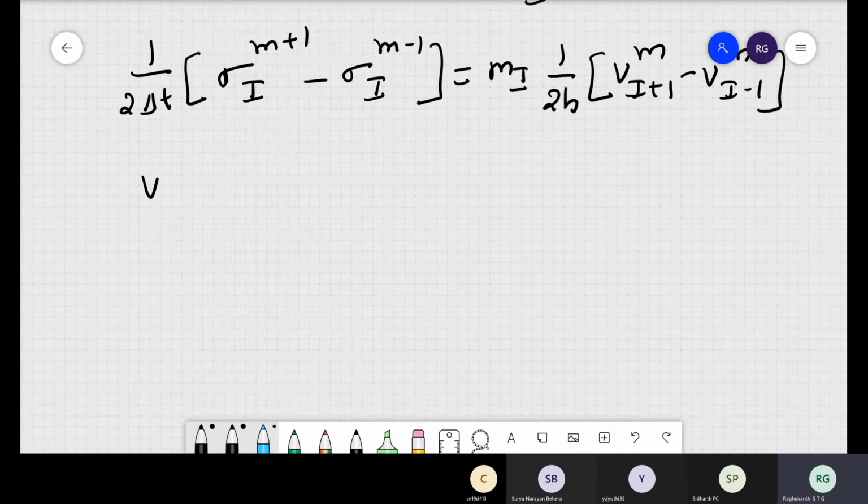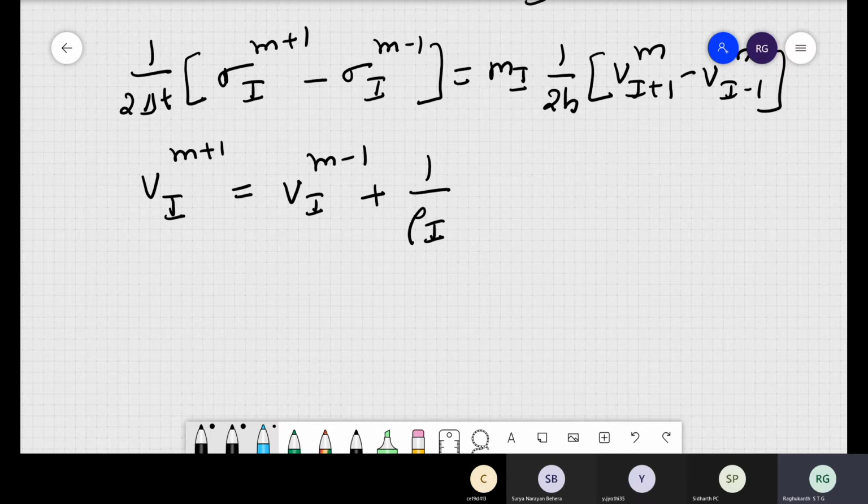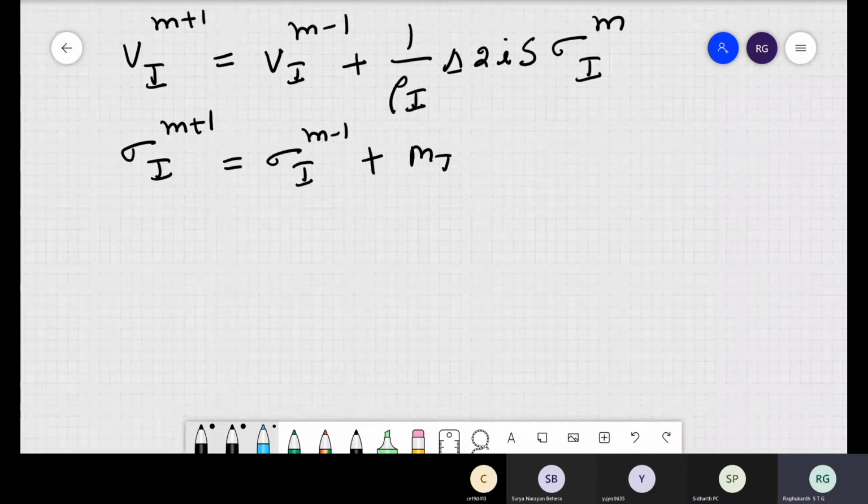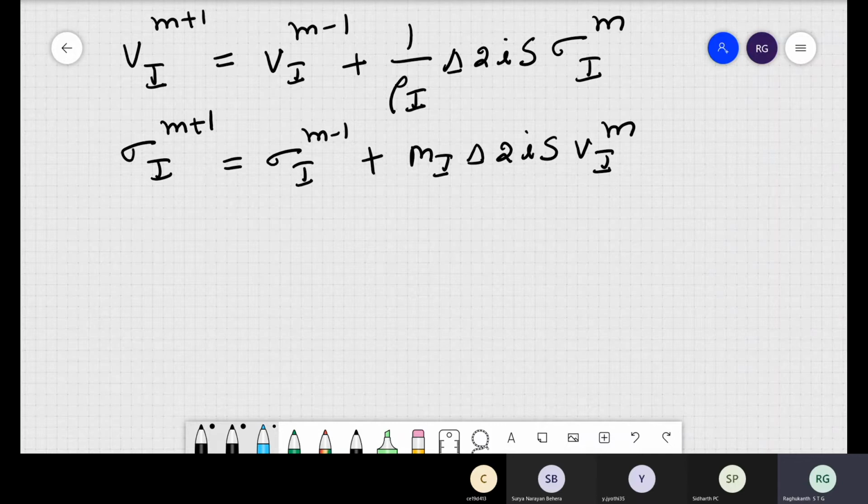If you write the expressions, v_i^(m+1), finally the time marching scheme, equals v_i^(m-1) plus 1 by rho_i, delta 2i capital S, sigma_i^m. Similarly sigma_i^(m+1) becomes sigma_i^(m-1) plus mu_i delta 2i S v_i^m. So this is the central difference scheme.